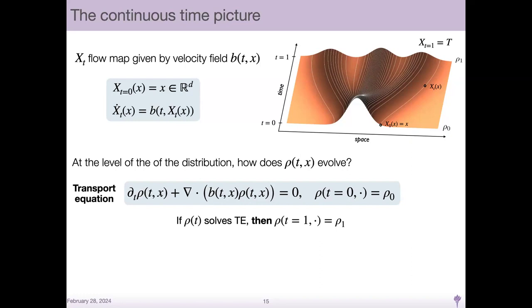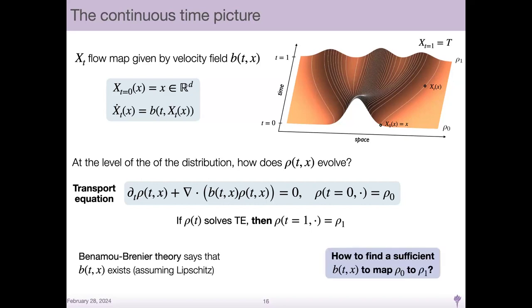Okay, and what we would say is that if this is solved, if we actually go from rho 0 to rho 1 with a velocity b that does this, then rho t satisfies what we call a transport or continuity equation. Okay, and so what we're going to want ultimately is to find the b that solves this problem for us. We'll assume that these densities are smooth and that this is a well-posed problem, and our aim is to find a sufficient b(t, x), the function of time and position, that allows us to endow this probability flow.